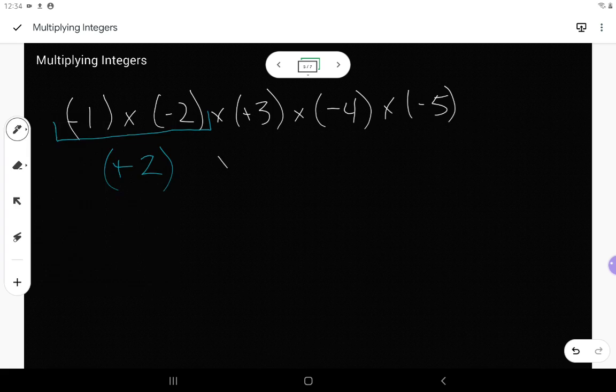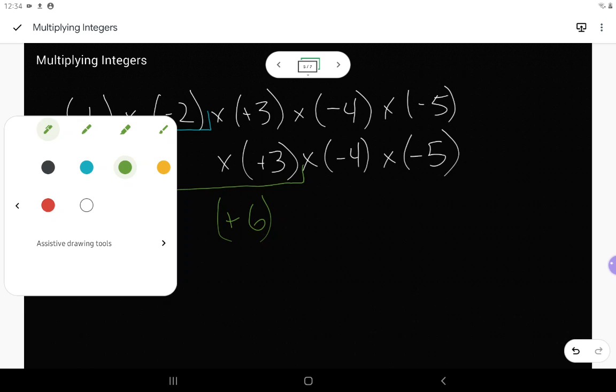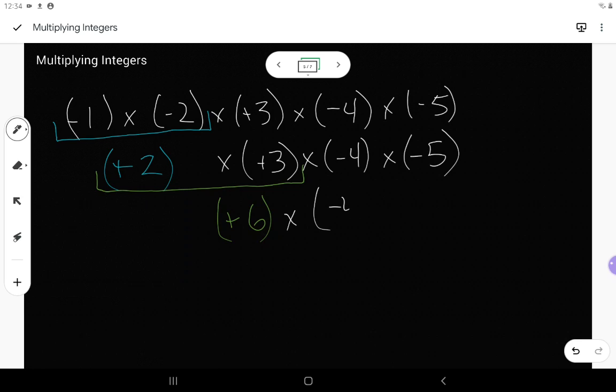Then we write everything else we haven't done. Remember, I like you to work down your page when you've got multiple things. Whatever you haven't done, make sure you put it back in the same order. Then I've got +2 times +3, same sign, so I get a positive, and 2 times 3 is 6. I still have not multiplied by the -4 or the -5. Now we'll go +6 times -4, different signs, so negative answer, 6 times 4, 24.